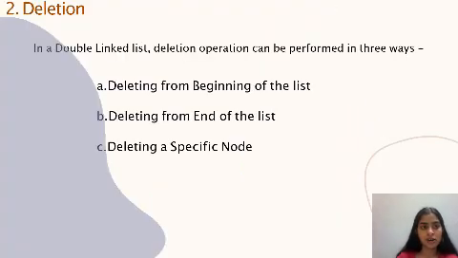So the second operation is deletion. In a circular linked list, the deletion operation can be performed in 3 ways: deleting from beginning of the list, deleting from end of the list, deleting at a specific node.